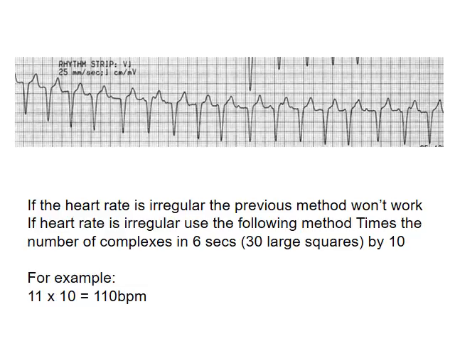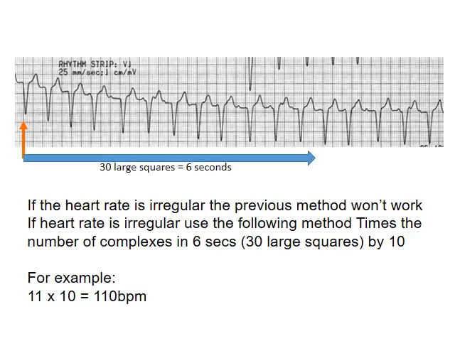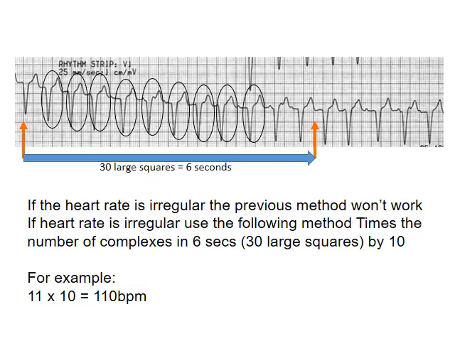In an irregular rhythm, the previous methods are not suitable. Start by identifying a measurement point on your ECG and count 6 seconds of time on the ECG, which is 30 large squares. Now count the number of complete complexes in this period. In this example, I am counting 11. I did not count the first complex as it is not a complete complex. Now simply multiply the number of complexes by 10. So in this example, 11 complexes multiplied by 10 will give us a rate of 110 beats per minute.